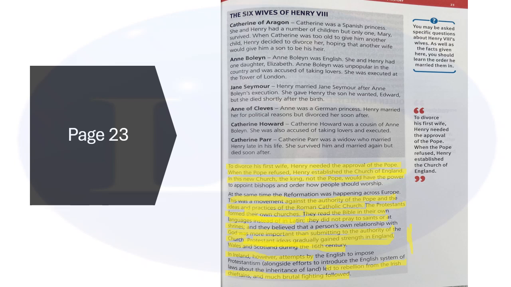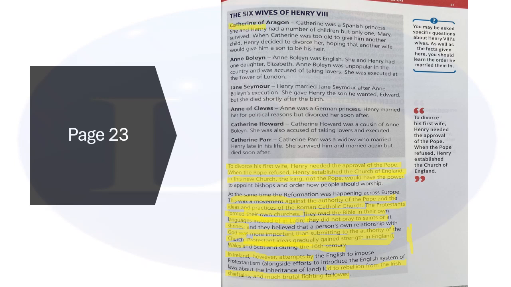Now, let's come back. This was why Henry VIII separated himself from the Church of Rome and established his own church, because he wanted to obviously control everything. All right, so let's look at the 6 wives of Henry VIII.